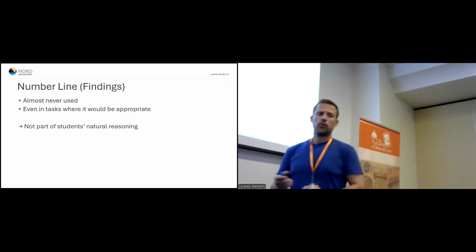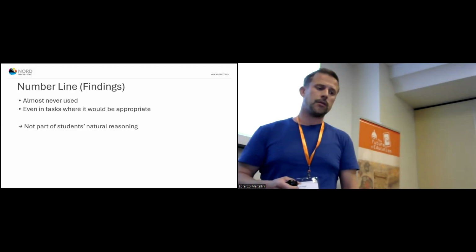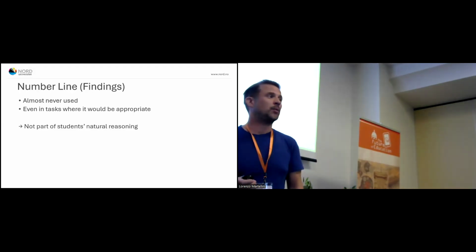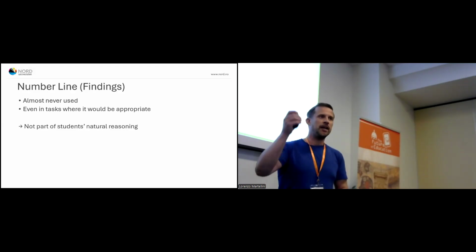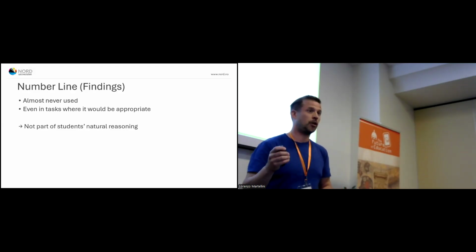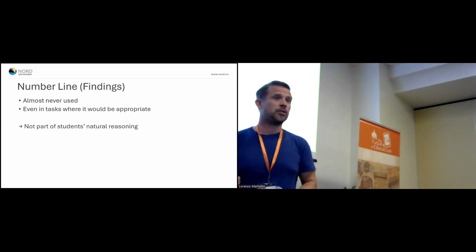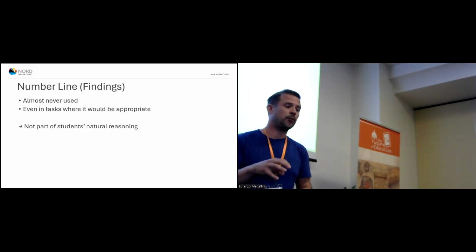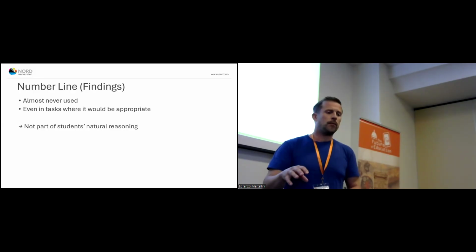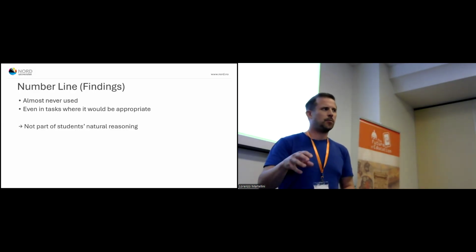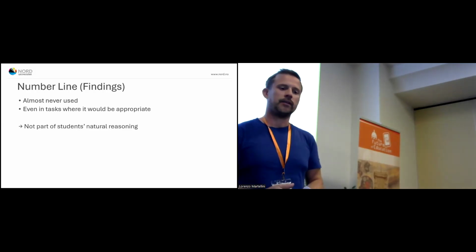So the finding is that the number line, even though it's in the Norwegian curriculum in first and second grade, is almost never used. Especially even in tasks where it would be beneficial to use an alternative strategy than a column-based method to solve the task. And it's not a part of the students' natural thinking. This is quite a new part of the Norwegian curriculum, that the number line should be implemented in first and second grade. So they are not trained. It seems like most of the students are using the strategy and algorithms that they've learned earlier on in life.